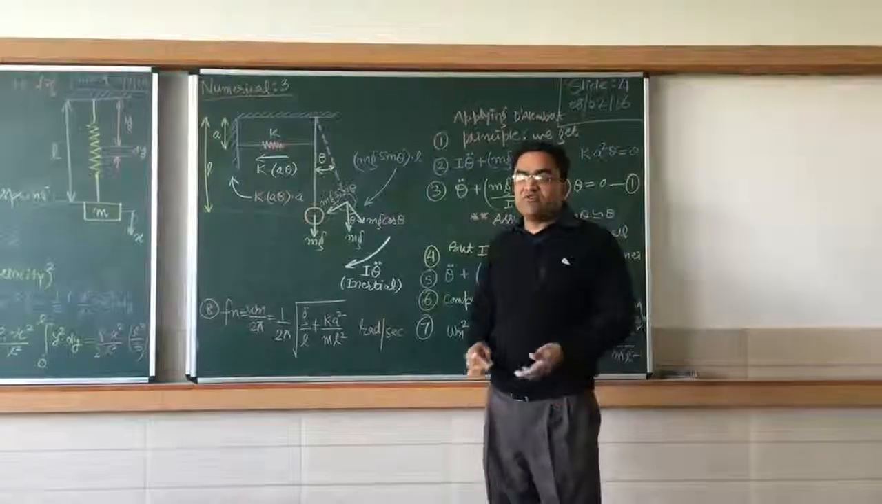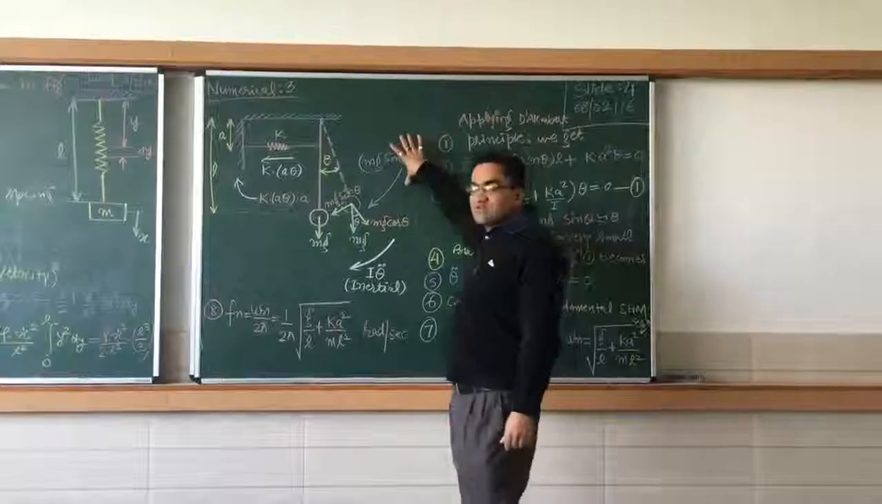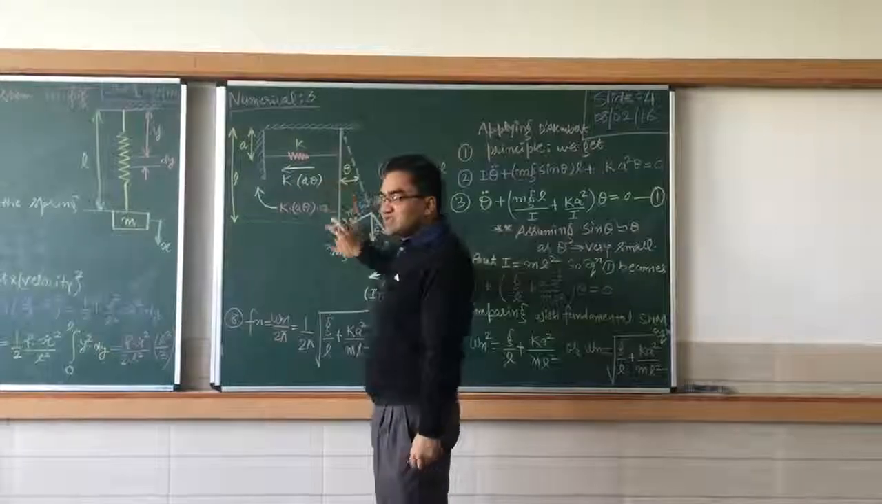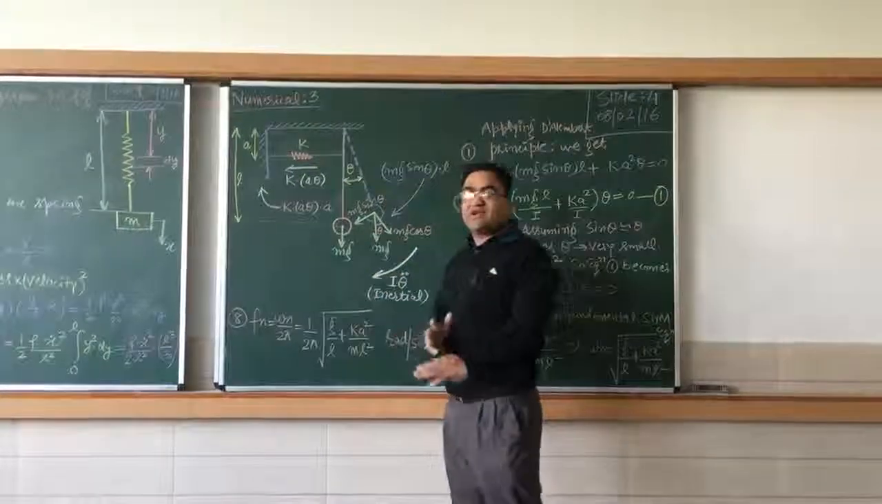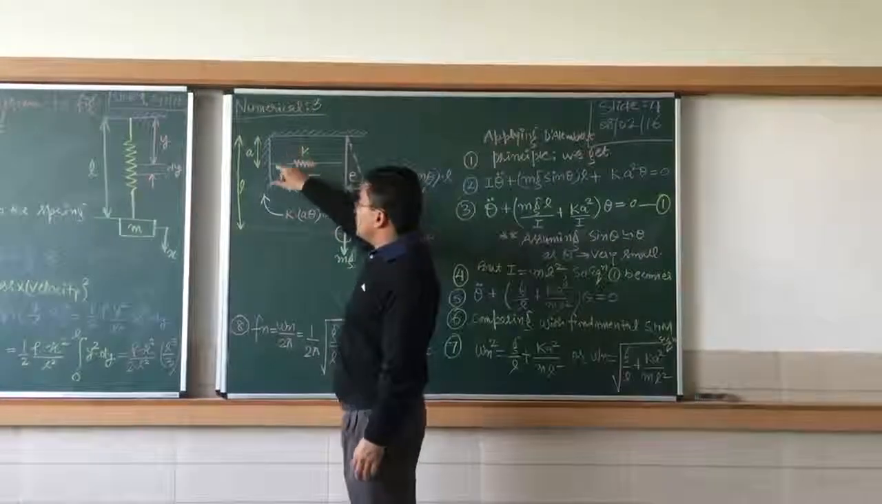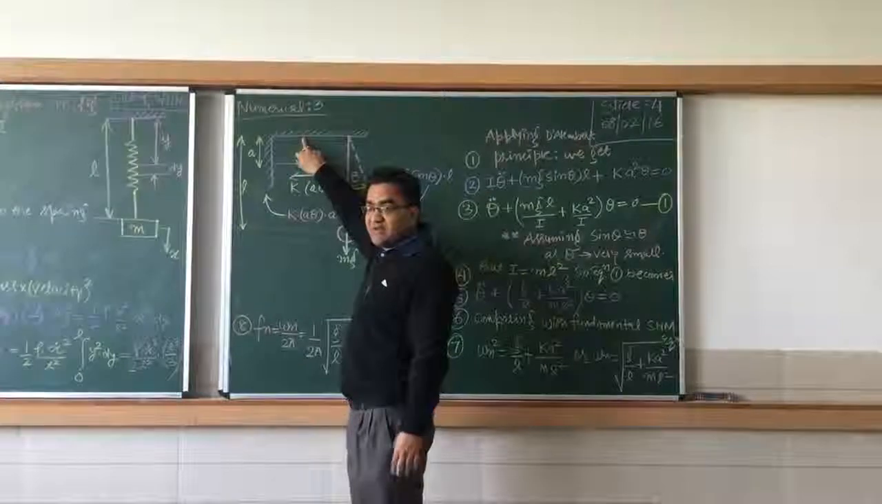This is numerical number 3 today. It is today's last numerical. In this numerical, a spring mass system is attached in a somewhat different manner. Let us see that these are the two balls over here. You can view it very well.